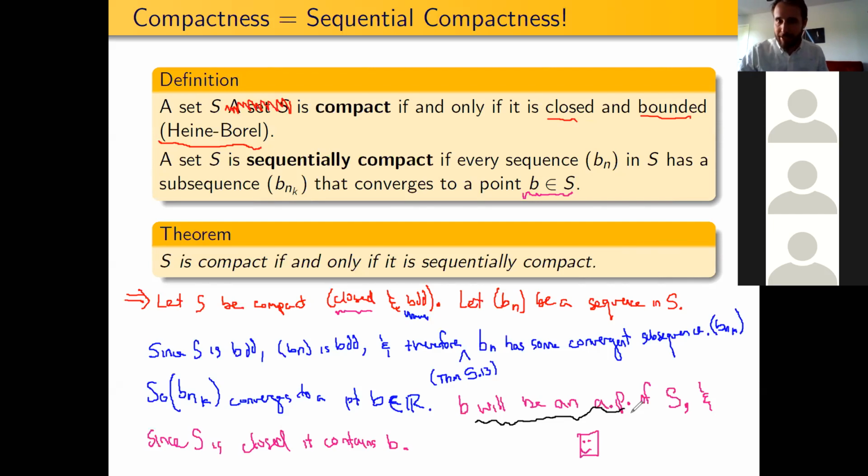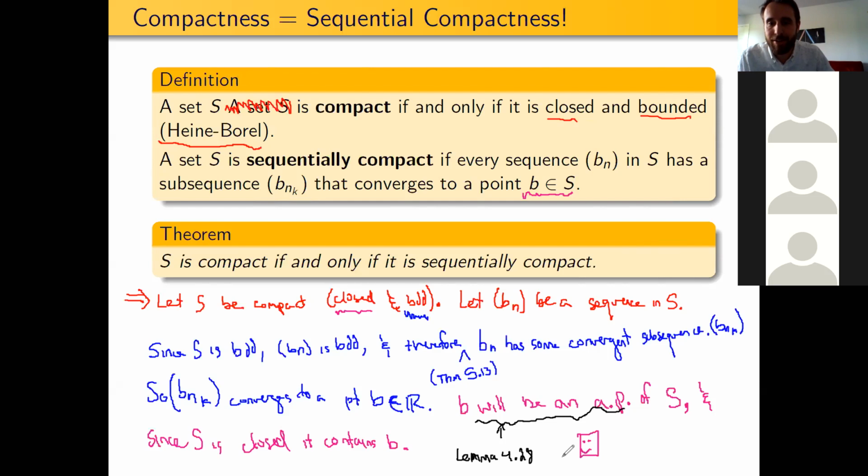Okay, so I think this is the result that we want to look at. It's Lemma 4.28. Lemma 4.28 says that if we have a sequence in a set S and it converges to a limit L, then either L is in S or it's an accumulation point of S.